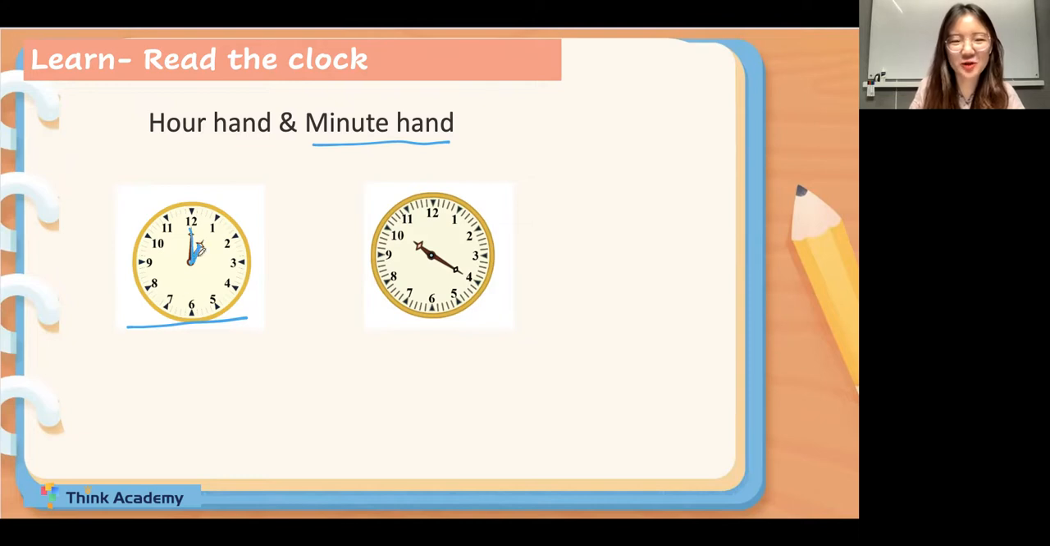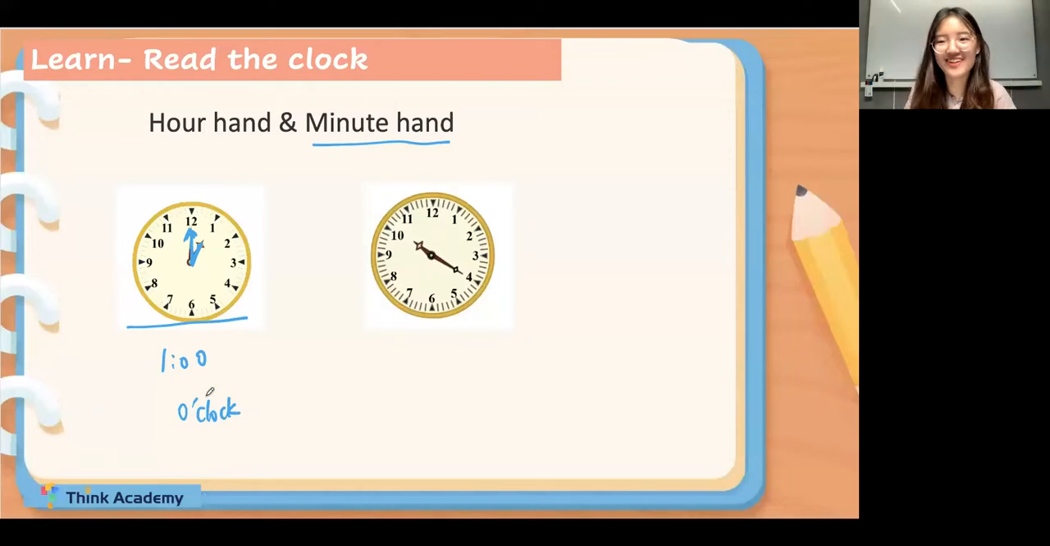For this time, it will be 1 o'clock, because we pay attention to the hour hand first. It points to 1, right? If the hour hand points to 1, then the hour is 1. And then we can pay attention to the minute hand. For the minute hand, it points to 12 for now. If it points to 12, then it means o'clock, the whole hour. So for this time, it will be 1 o'clock. Does it make sense? It's very easy, right? Very well done. I see lots of 1 o'clock in the chat box.